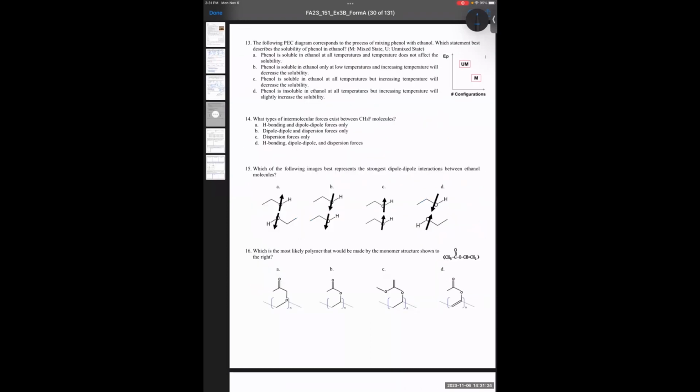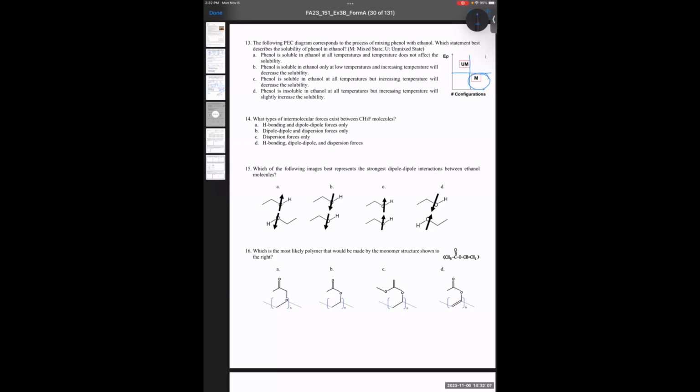All right, moving on. The following PEG diagram corresponds to the process of mixing phenol with ethanol. Which statement best describes the solubility of phenol in ethanol? We discussed this in class as well. This quadrant over here is the nice quadrant where you have a lower potential energy, therefore potential energy favors it, and also a higher number of configurations, therefore number of configurations favors it. Because both favor this state, it is always favored no matter what the temperature is. This is always soluble.